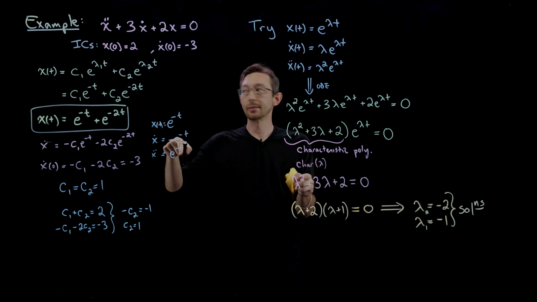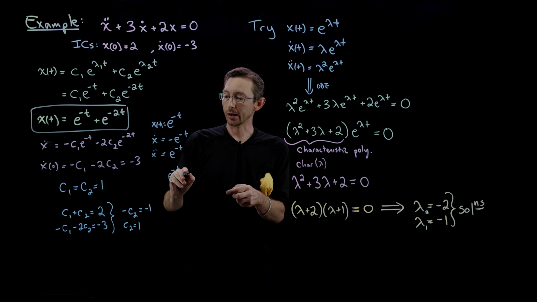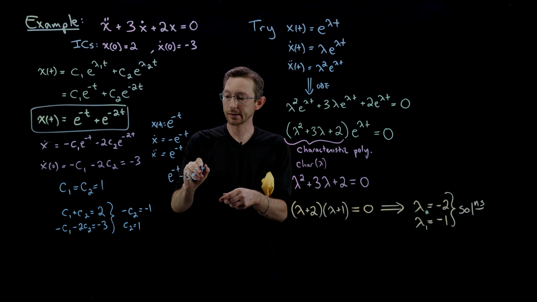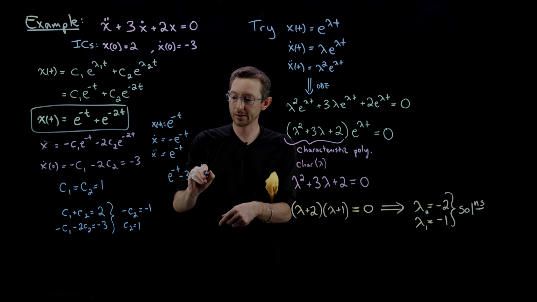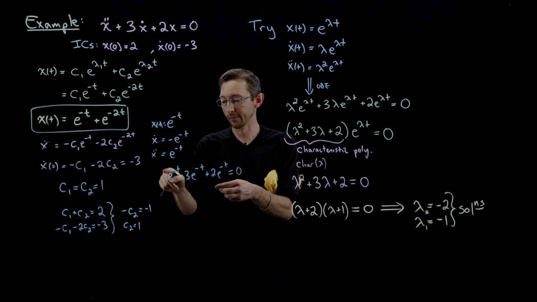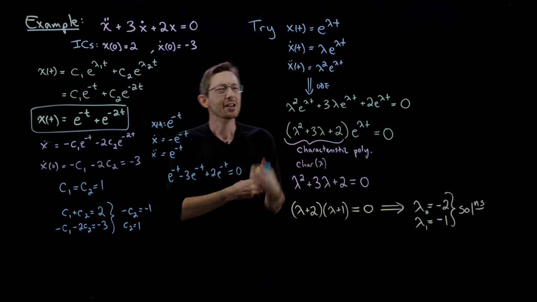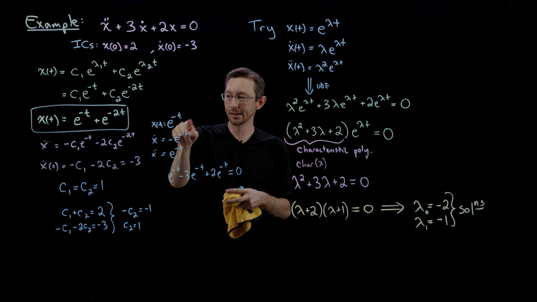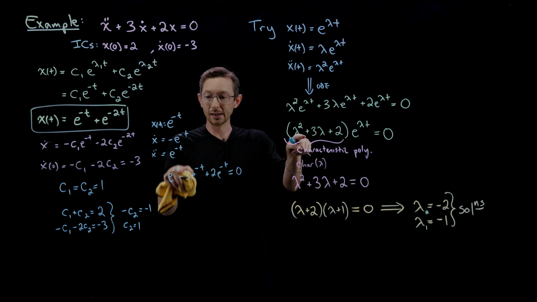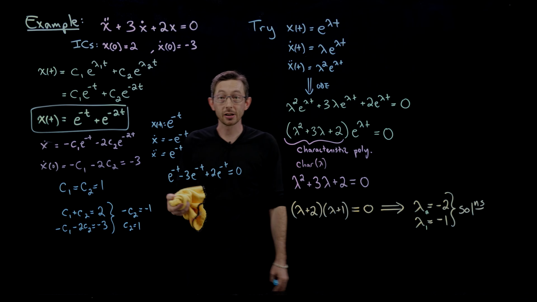And if I plug these into my differential equation here, I get e to the minus t plus 3 negatives, minus 3 e to the minus t, plus 2 positives, plus 2 e to the minus t, yes, in fact, equals 0, because I have 1 minus 3 plus 2, that's 0, e to the minus t equals 0. So I'm just confirming that, yes, this e to the lambda t does satisfy this equation, specifically because that lambda satisfied this characteristic polynomial. Good.